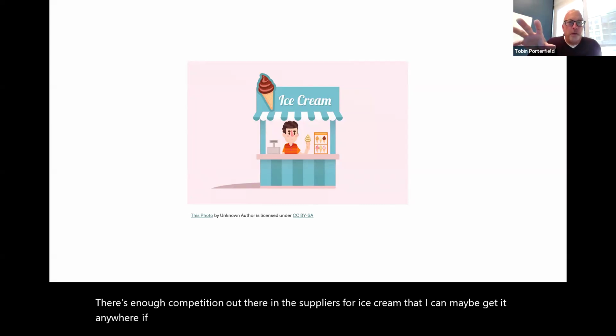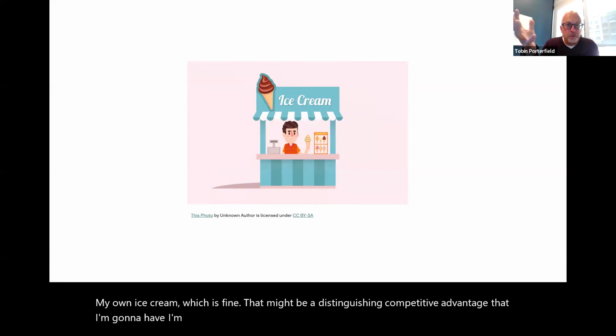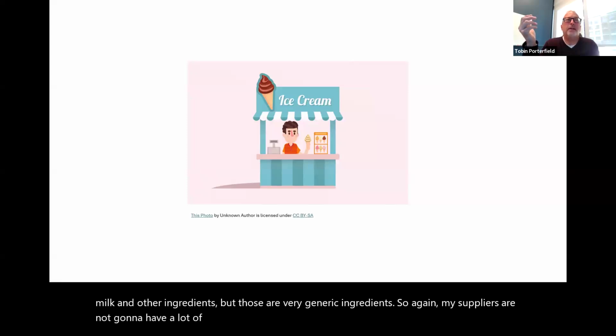If I'm going to make my own ice cream, which is fine, that might be a distinguishing competitive advantage. I'm going to have homemade ice cream. Then I have to source sugar and milk and other ingredients, but those are very generic ingredients. So again, my suppliers are not going to have a lot of power, and I might have a distinct competitive advantage. That might be really cool.